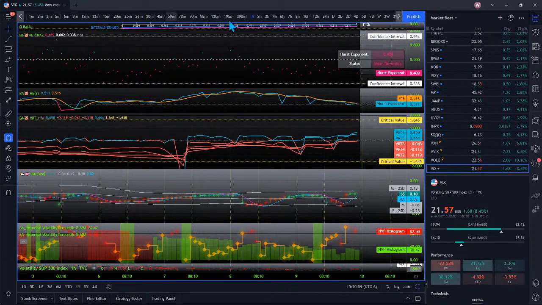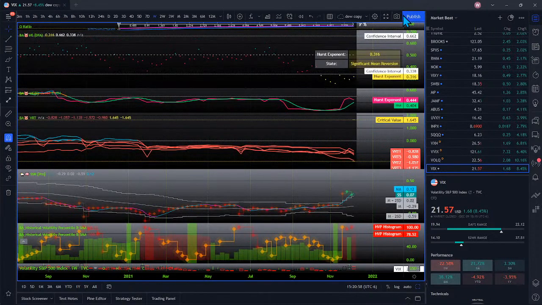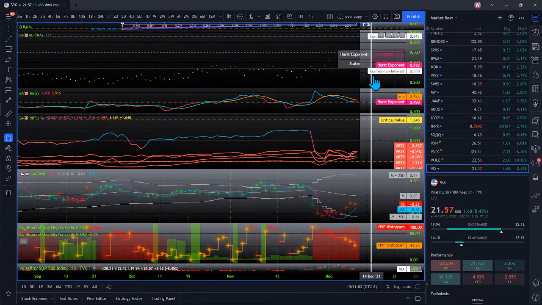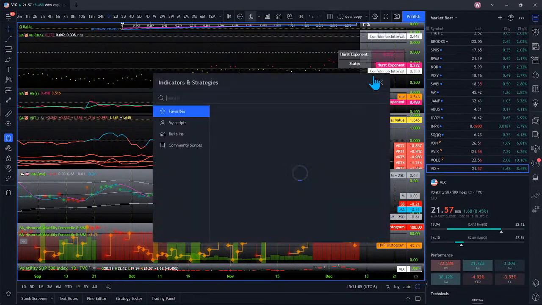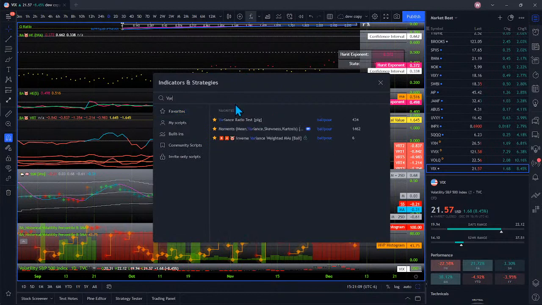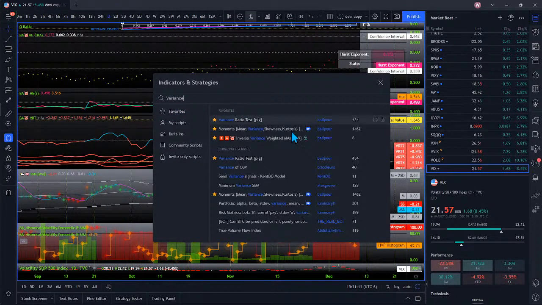Sorry about that. Where did the indicators go? I don't know. But you can do the / command, and this will bring up your indicators, and then you can type in variance, and that should be one of the first that come up, variance ratio test.